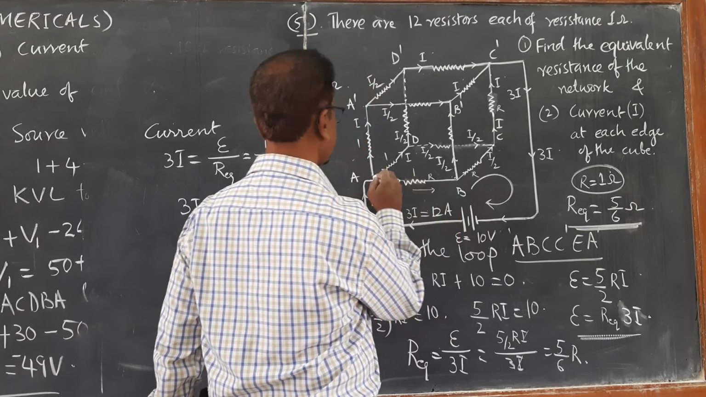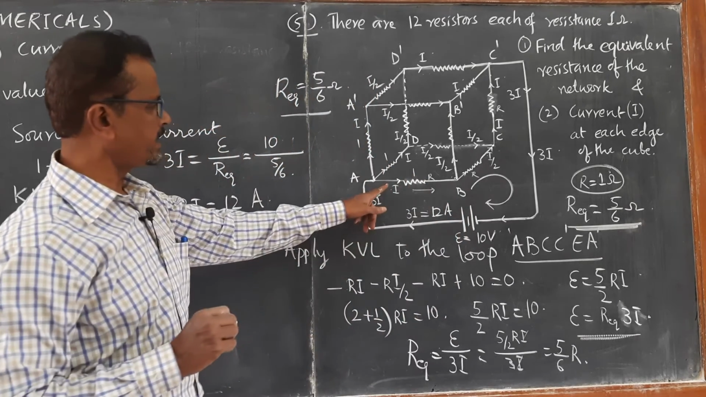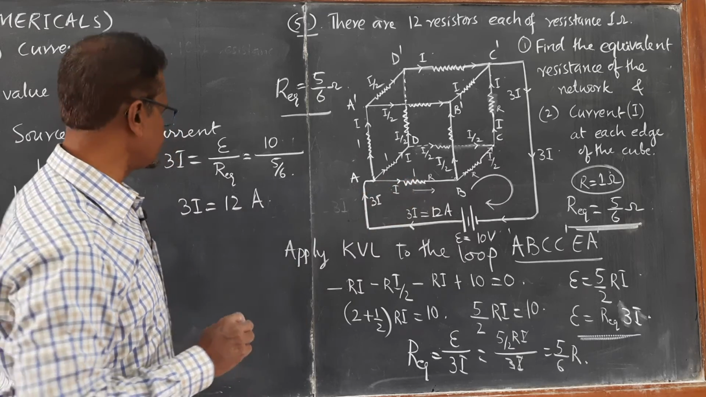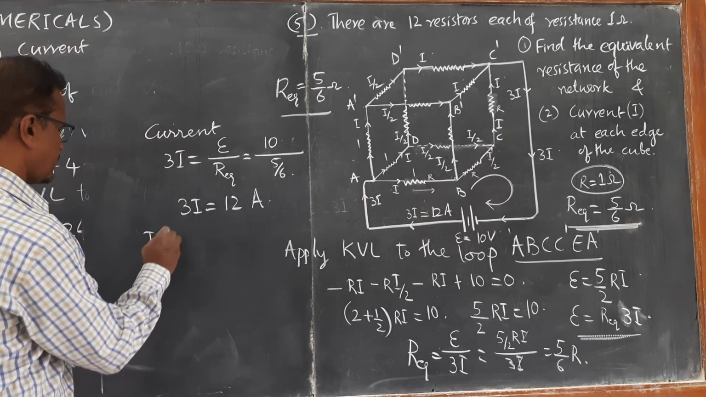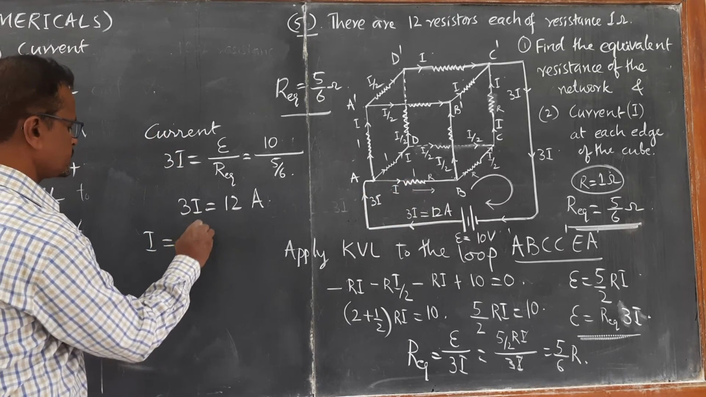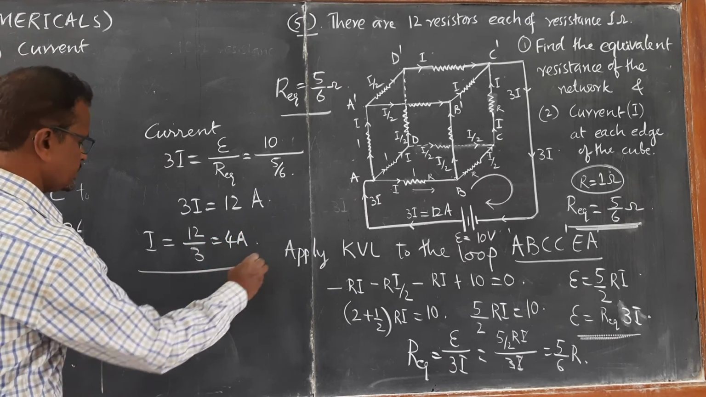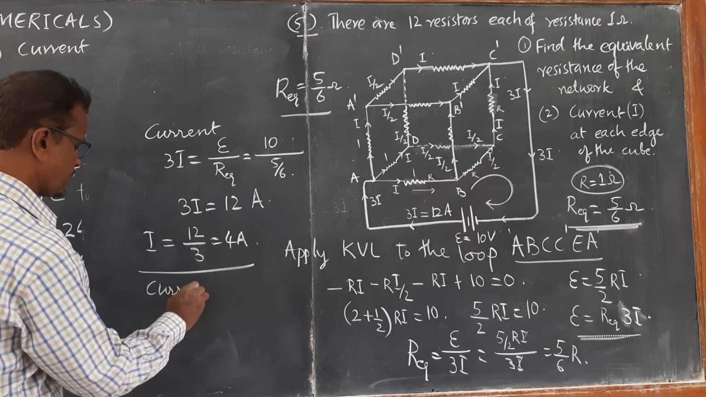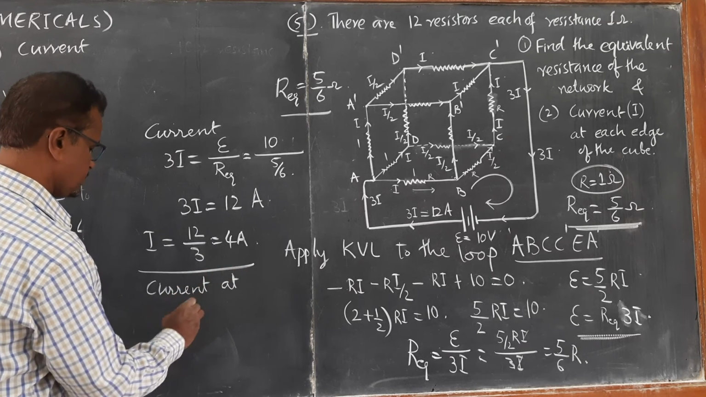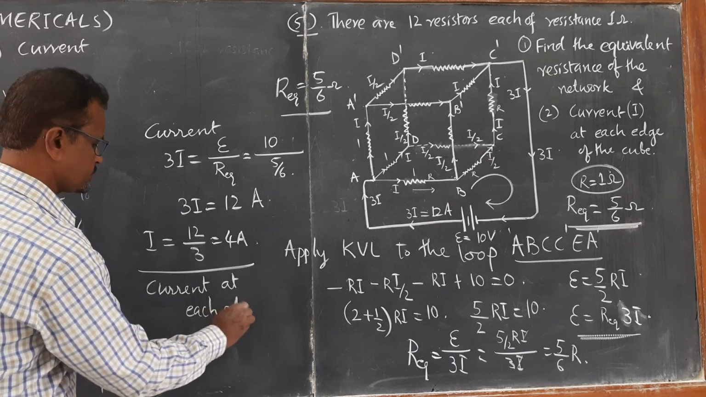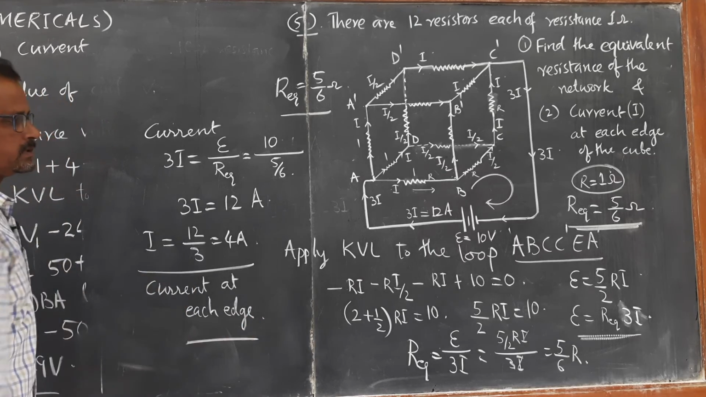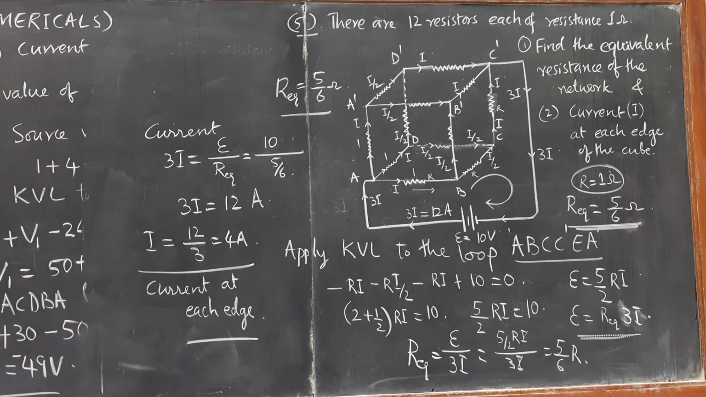So what is the current at each edge? See here, current that is splitting at each edge. Therefore I at each edge becomes 12 by 3, that is 4 ampere. So this is the current at each edge. So in this way any complicated network can be made simple by applying Kirchhoff's rules. Okay.